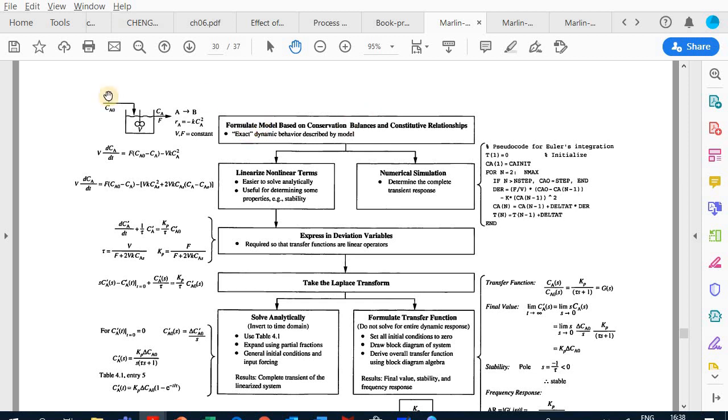If you recall, what should we do to develop any model? Okay, the first thing you need to do is formulate based on conservation balances, that means mass and energy balance equations. And after you do the mass and energy balance, you're going to linearize. Okay, there's another way, which is to use numerical solutions.